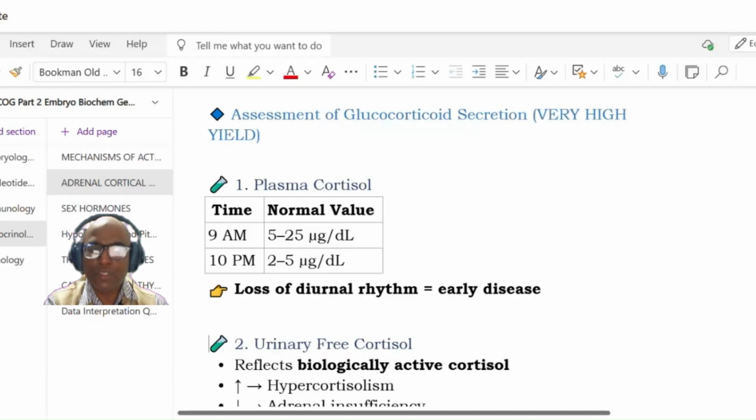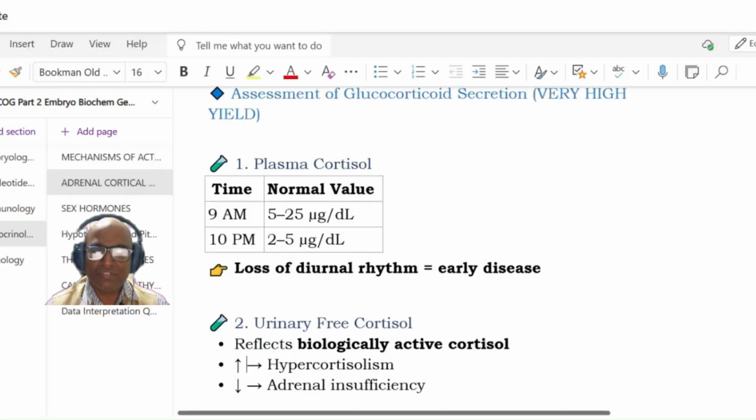At 10 p.m., 2 to 5 microgram per deciliter, because this is a stress hormone. So during the daytime the requirement will be quite high, so the body will have high levels early in the morning by 9 a.m., and by 10 p.m., when the parasympathetics are acting, there is not much activity, the level will be the lowest. So the loss of diurnal rhythm is suggestive of early disease. Okay, so that you should remember. If this diurnal rhythm is disturbed, that is an indication of disease.